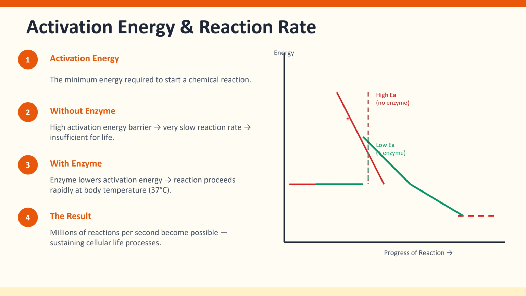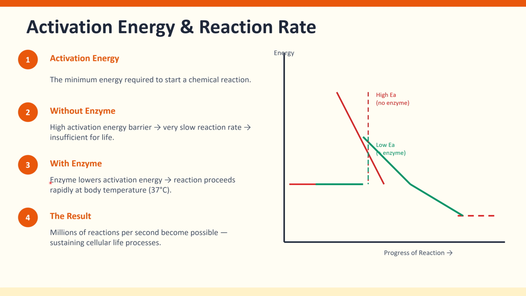Look at this red line. This is a reaction without an enzyme. See how high that peak is. That's a high activation energy, that is EA. Barrier. At normal body temperature, 37 degrees centigrade, molecules simply don't have enough kinetic energy to get over that massive hill. The result, the reaction is way too slow to keep you alive.